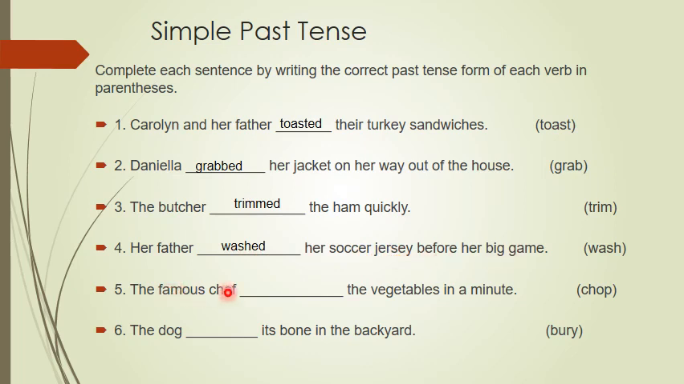The famous chef chop the vegetables in a minute. The verb is given, chop, and the past form of chop is chopped. The famous chef chopped the vegetables in a minute. The last sentence is the dog bury its bone in the backyard. Now the verb is given here, bury, and the dog buried its bone in the backyard.